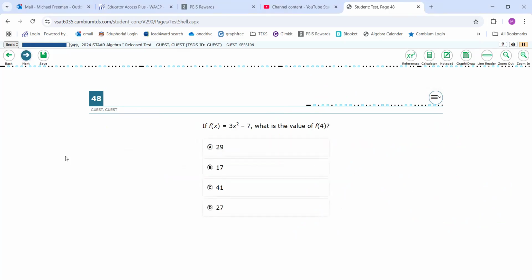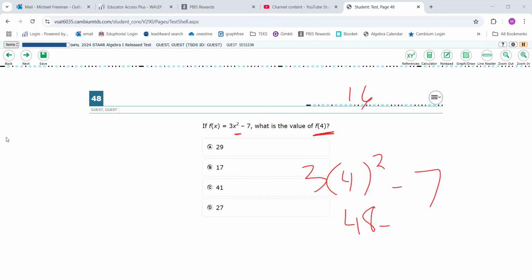If f of x equals 3x squared minus 7, what is the value of f of 4? Well, they are telling us what number to substitute in for x. They're saying, hey, find f of 4. So I just have to substitute 4 in for x. So 3 times 4 squared minus 7. Well, 4 squared is 16. 3 times 16 is 48. 48 minus 7 is 41. All that was really easy.